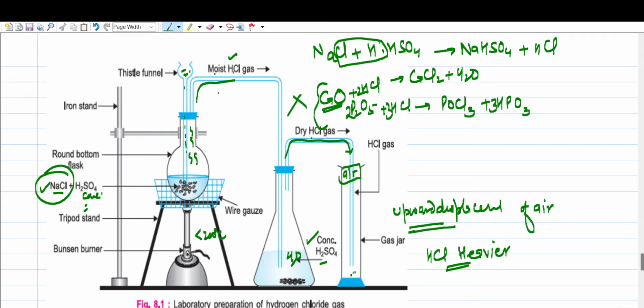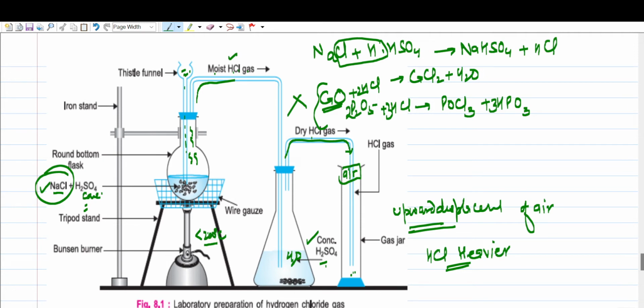Second, the question will be asked, which type of gas is obtained? So moist HCl gas is obtained. How is it dried? It is dried through concentrated sulfuric acid. How is the HCl gas collected? So it is collected by upward displacement of air as HCl is heavy. What is the temperature? The temperature kept is below 200 degrees centigrade.